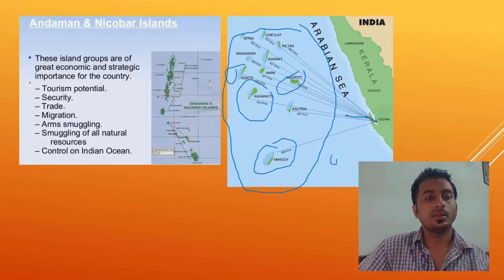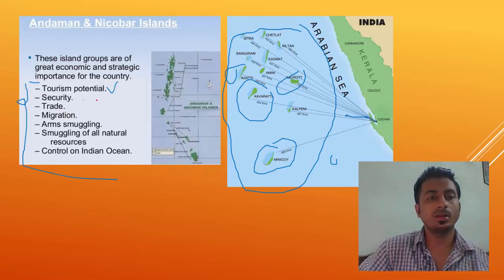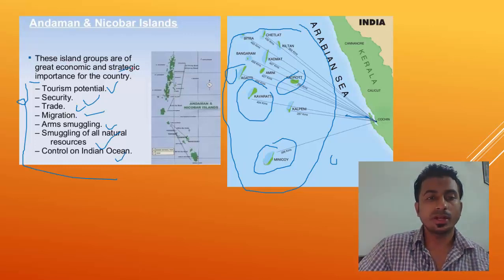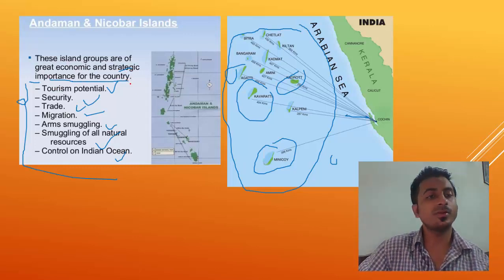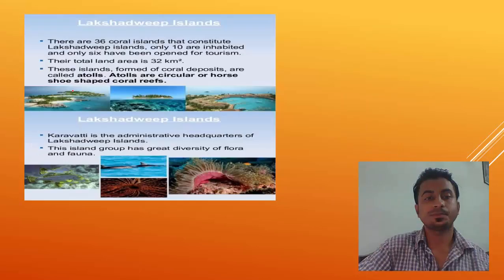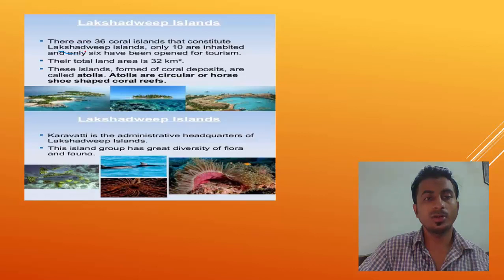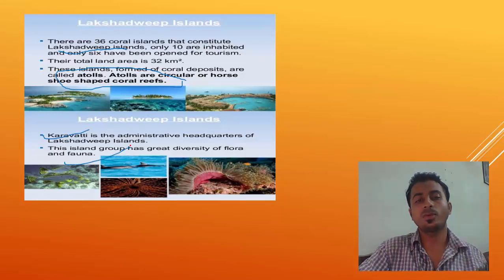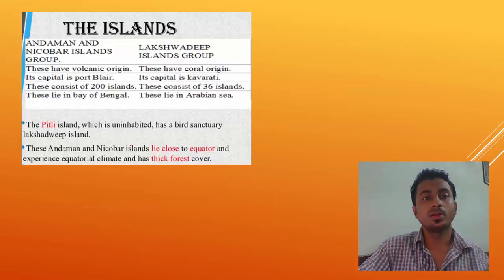Okay, and this is the importance of these islands: tourism, security, trade, migration, arms smuggling, control of Indian Ocean. I told you about strategic importance in the last slide. You can refer to that slide to understand the strategic importance of Indian islands. Okay, so there are 36 coral islands that constitute Lakshadweep Islands, and only 10 are inhabited, and they are made of coral reefs. I told you about this Kavaratti also, and the flora and fauna diversity is huge.